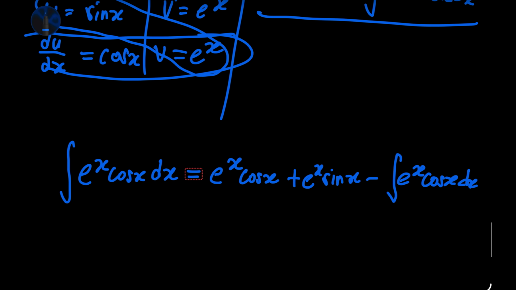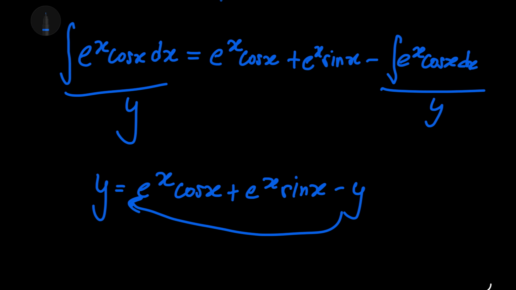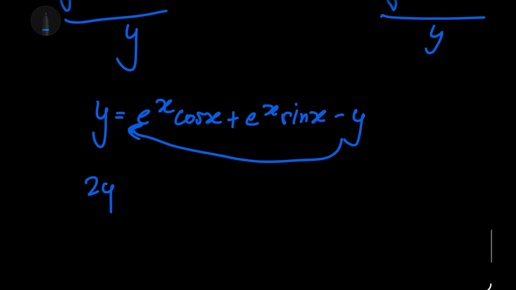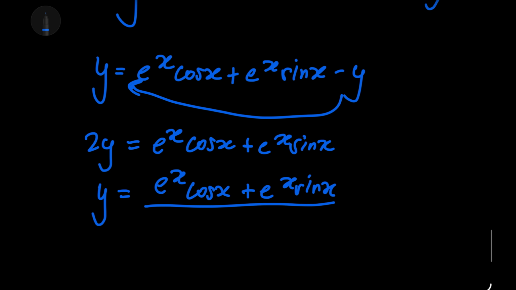Now look at this. I got e to the x cosine x dx here, and I got e to the x cosine x dx here. So I can label this as y, and I can label this as y as well. So I get y is equal to e to the x cosine x plus e to the x sine x minus y. Now I can bring this y to the other side by adding y to both sides. So we get 2y is equal to e to the x cosine x plus e to the x sine x. Now I can isolate y. So y is equal to e to the x cosine x plus e to the x sine x, divided by 2.